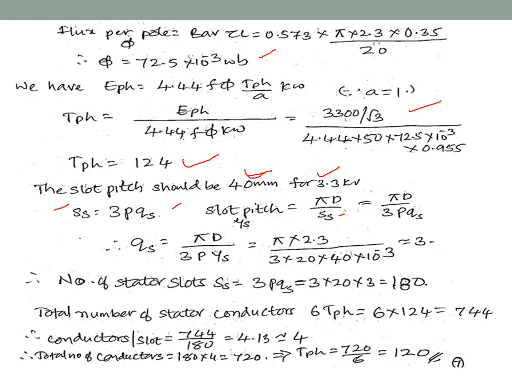This comes out to be slots per pole per phase, this one. If you substitute here, it comes out to be 3. So total number of stator slots is equal to 183 PQS. So total number of stator conductors comes out to be 744. So conductors per slot is 744 by 180, which is 4.13. It is rounded to 4. So total number of actual conductors is equal to 720. Actual turns per phase is equal to 720 by 6. It is 120.